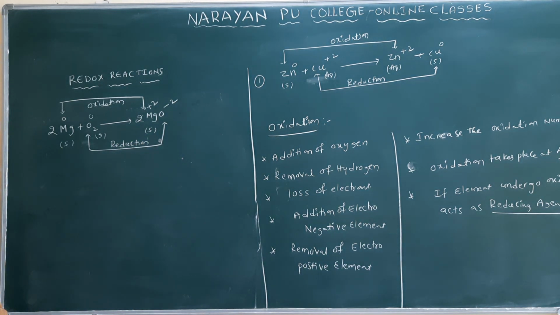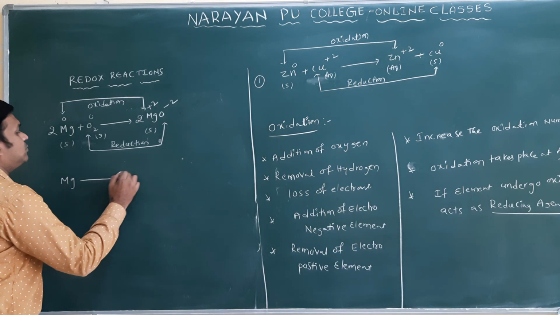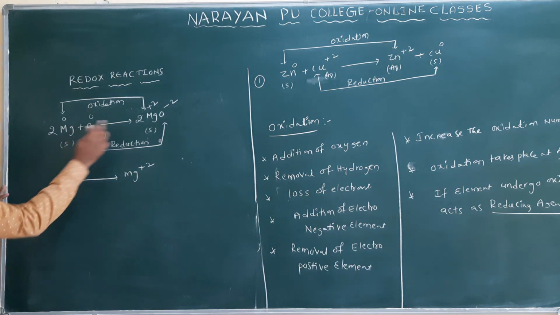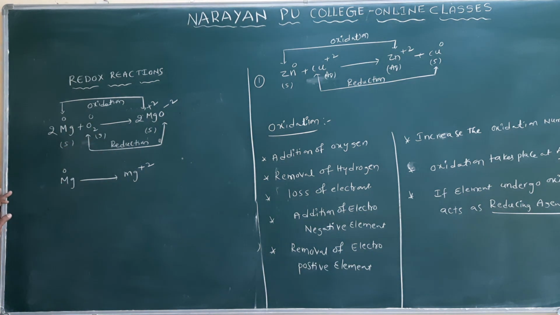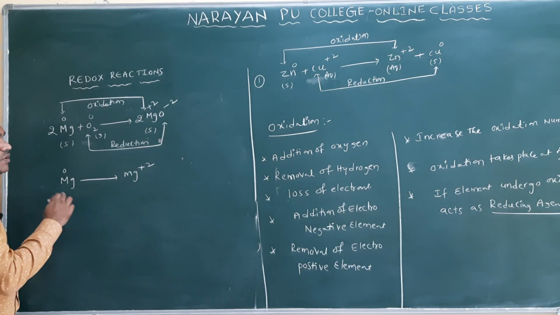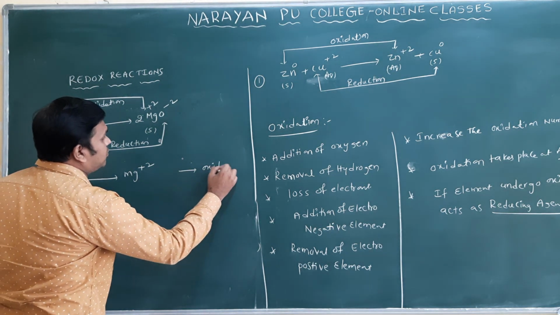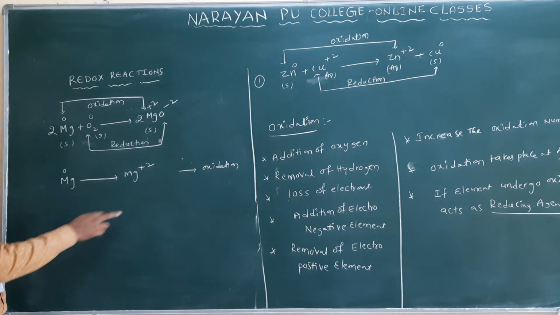Now I want to write this part only. Magnesium gives Mg plus 2, this is half of the reaction only. So magnesium 0 we have, this is Mg plus 2 only. So magnesium's oxidation number increases from 0 to plus 2. This we are calling oxidation only. So here the magnesium metal lost how many electrons?